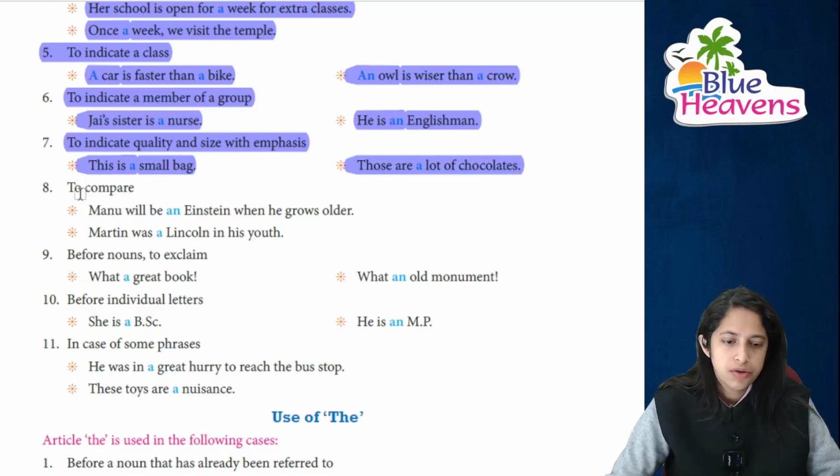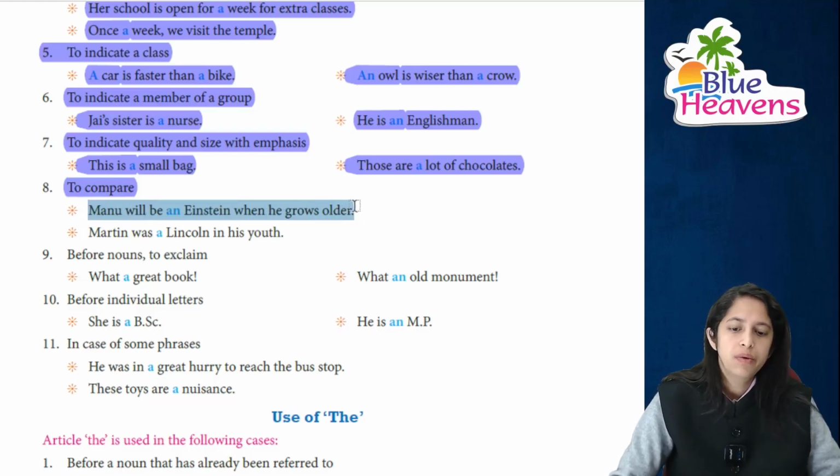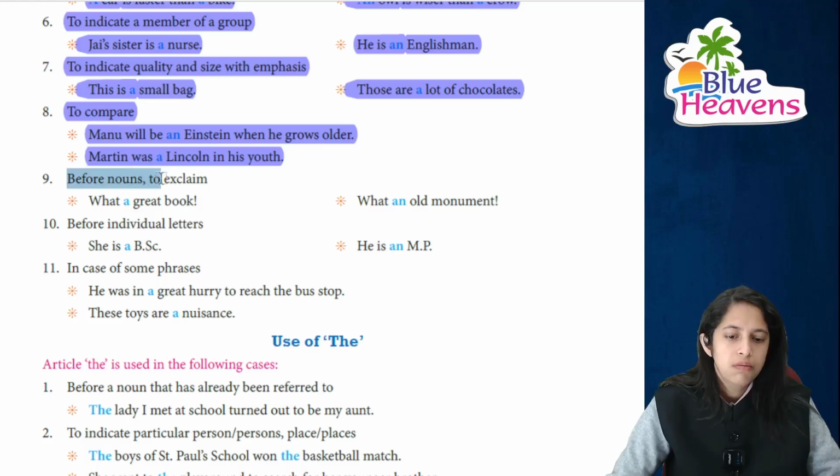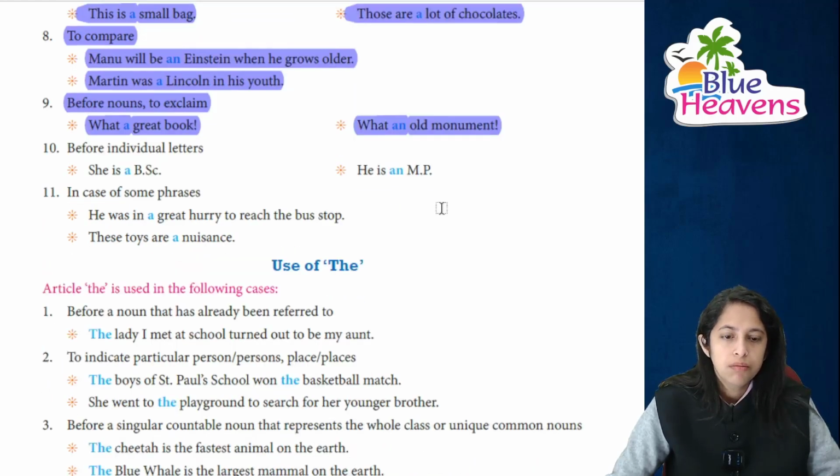To indicate quality and size with emphasis, this is a small bag, those are a lot of chocolates, right? किसी चीज को compare करना है. Manu will be an Einstein when he grows older and Martin was a Lincoln in his youth. Before nouns, अगर हमें कुछ exclaim करना है, what a great book, what an old monument.